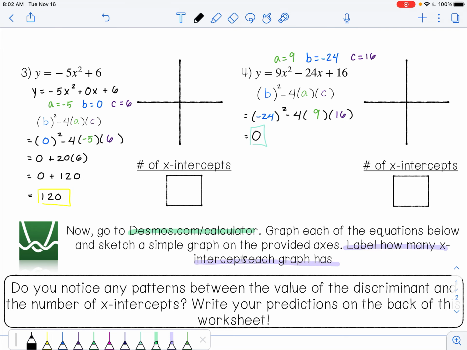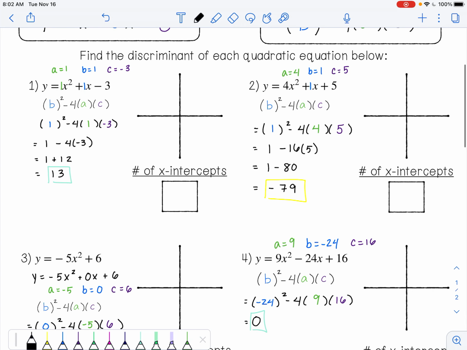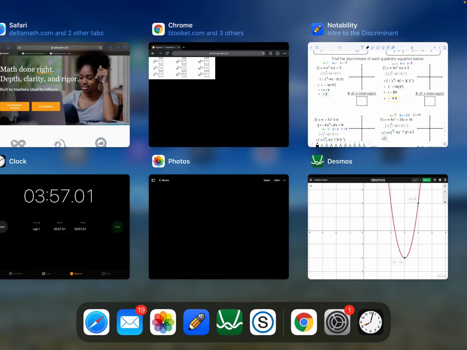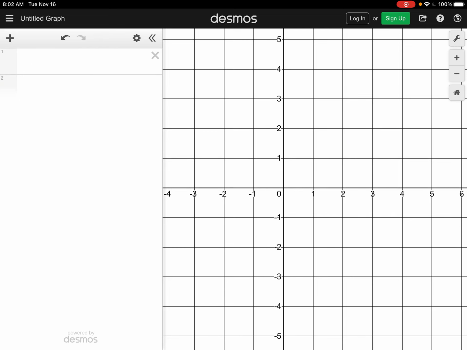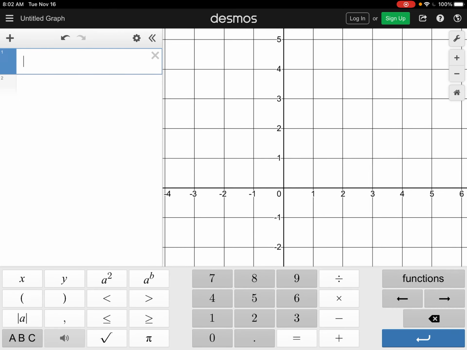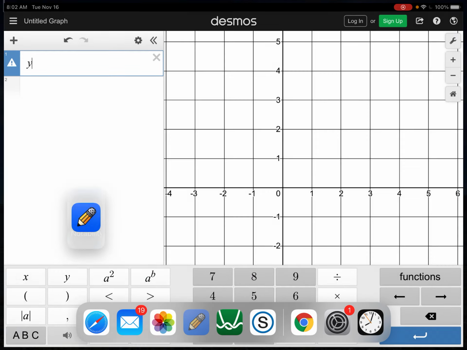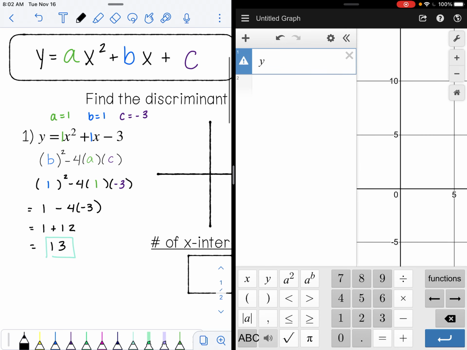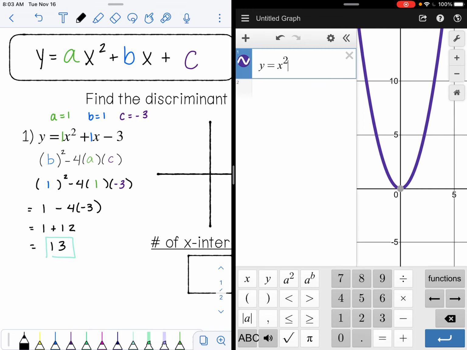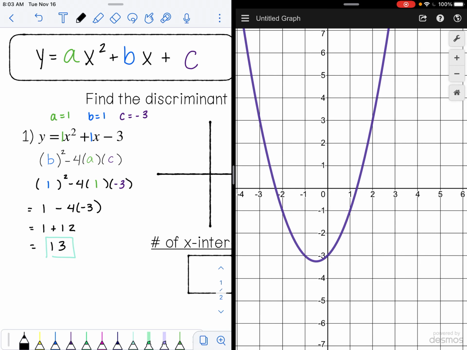Okay, so first I am going to go to desmos.com/calculator. Now I'm on an iPad, so I am going to use the Desmos app. So I'm going to delete everything out. Otherwise, you just type in that website that I listed onto your note sheet. And our first problem, now I'm going to split my screen here so that we can see both things. Okay, so we have y equals x squared plus x minus 3. I'm going to close this just to make it bigger.